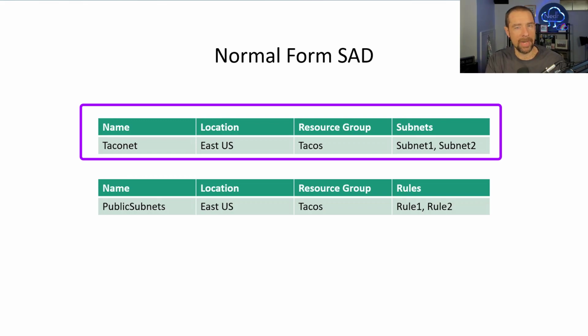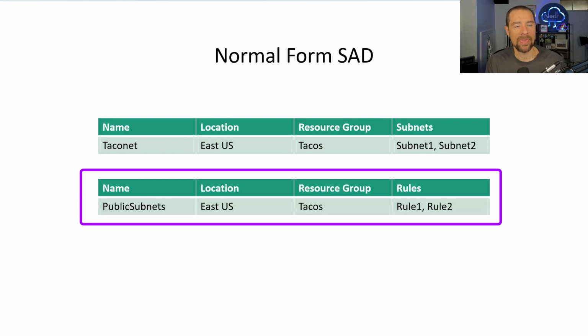And then we've got subnets. We've got a list of subnets here. Now that technically violates first normal form. You can't have multiple values for this one column. Same thing if we were doing a network security group. We've got the name, the location, the resource group. Okay, those are all single value items and they're directly tied to the identity of this resource. And then we've got rules, multiple rules.